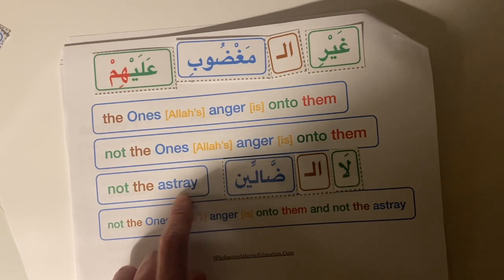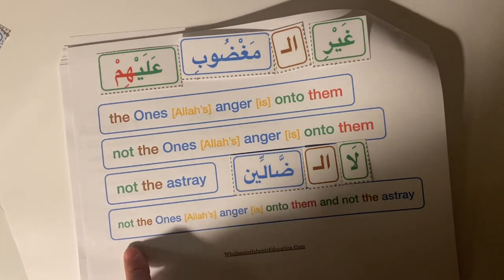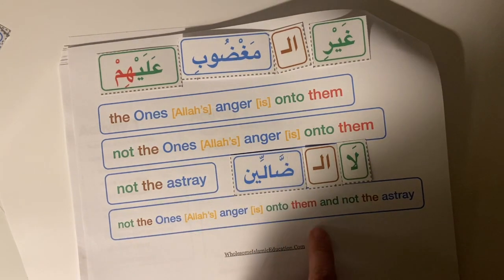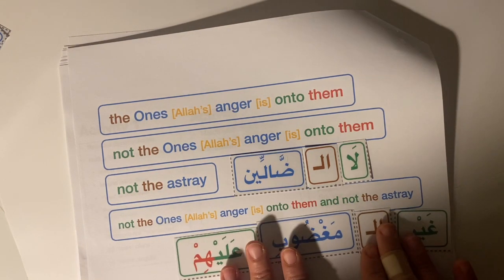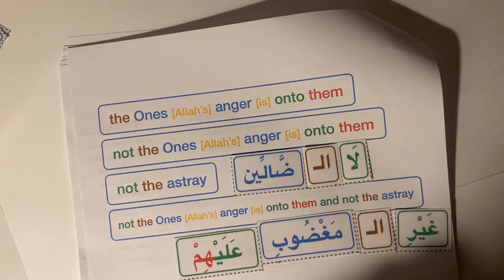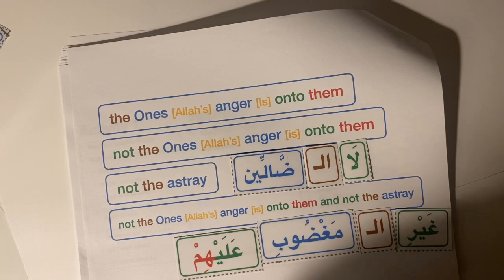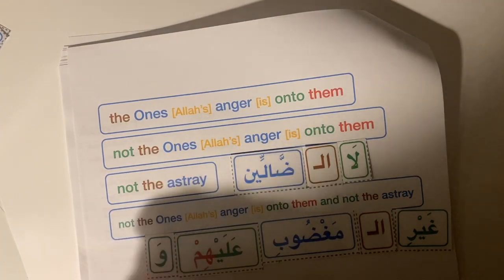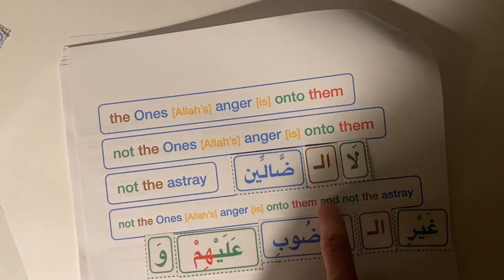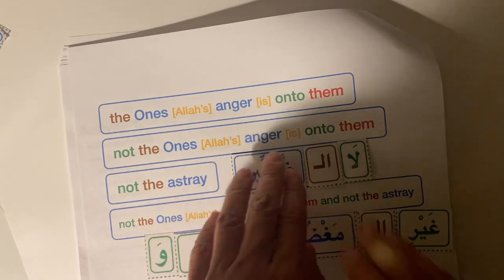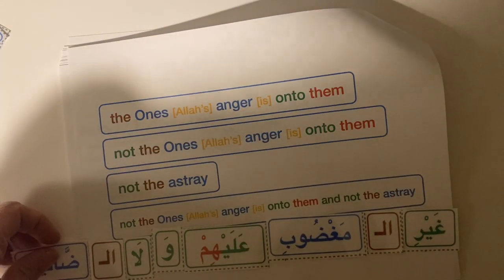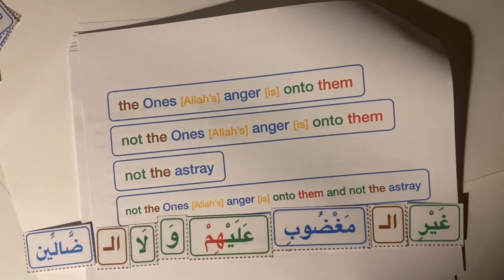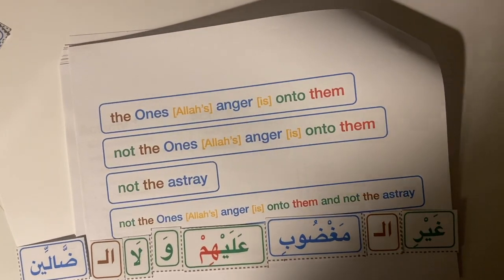Okay? Now let's put them together. Not the ones Allah's anger is onto them. That's غير المغضوب عليهم. We already worked on that. And not the astray. That's and, that's wa, right? And then not the astray. We already worked on it over here. That is لا الضالين. So غير المغضوب عليهم ولا الضالين.